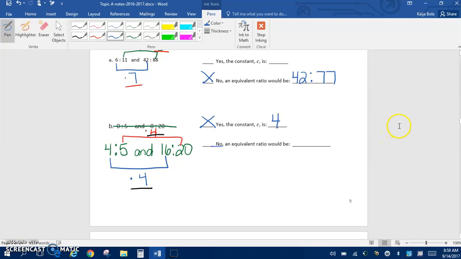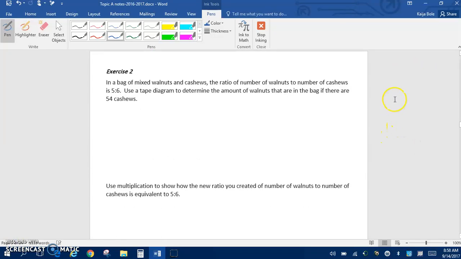Alright, so now we're going to move on to the next page, so page 10, and we're going to look at exercise 2. And this says, in a bag of mixed walnuts and cashews, so underline walnuts and cashews, that's what we're looking at, the ratio of number of walnuts to number of cashews is 5 to 6. It says, use a tape diagram to determine the amount of walnuts that are in the bag if there are 54 cashews. Okay, so first we're going to draw a tape diagram like we've been doing.